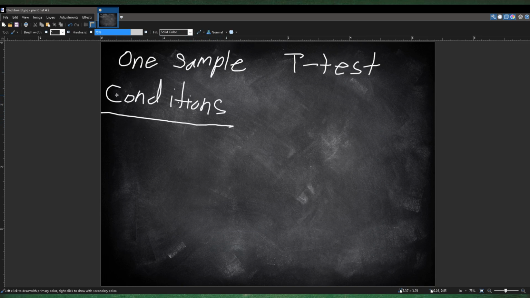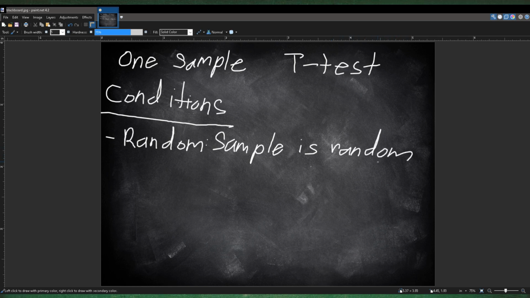And as I always said before, you check random, which means the sample is random. So any data in the sample that you collect, like if you collect people for your sample, you randomly selected those people. You can't just go up to your friends and family and ask for a sample. So you have to have a sample that's random.